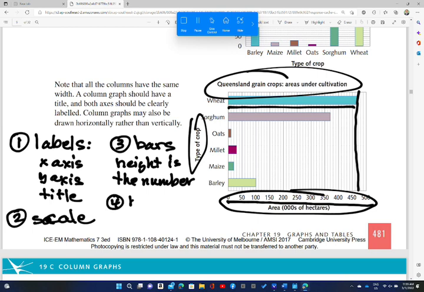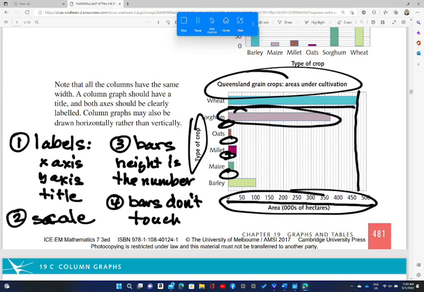Also, something about the bars. The bars don't touch. Notice there's a space between each one of those bars, and there has to be. You cannot let them touch. That's a different kind of graph that we'll talk about later. So the bars cannot touch in one of these. Each one of these things is a separate category, so each one needs its own bar, and they can't touch.